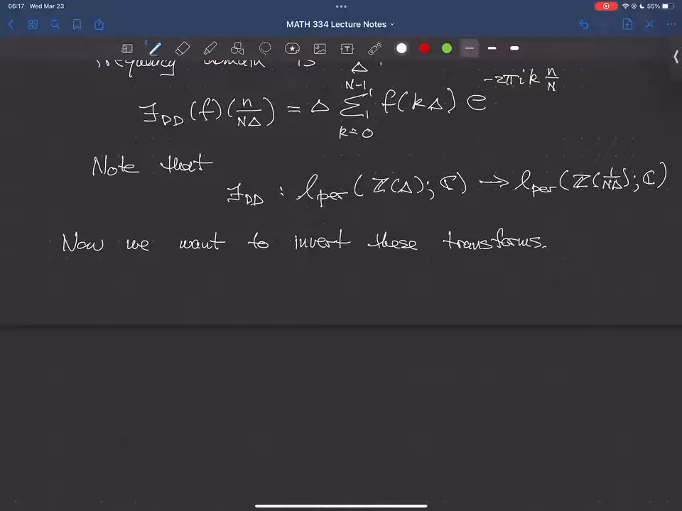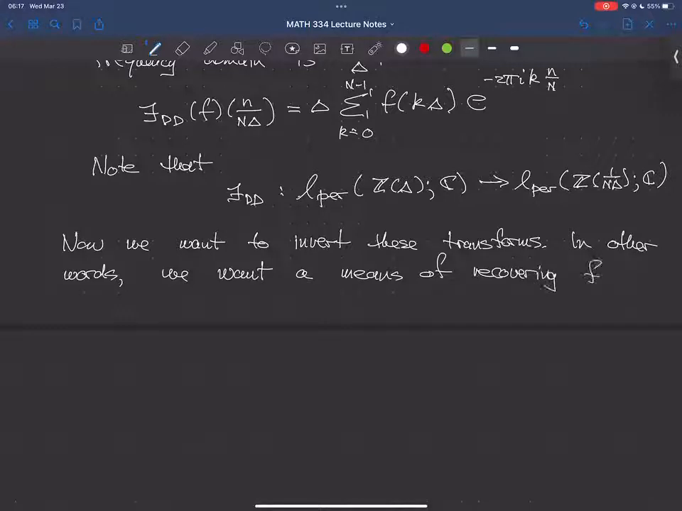Okay, so in other words, if I give you the Fourier transform of f, we want a formula, and I'll say a means of recovering f from the Fourier transform of f. Okay, and this could mean any one of our four Fourier transforms, and f could be any one of our four kinds of signals.